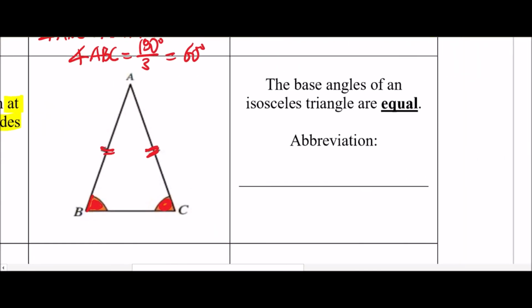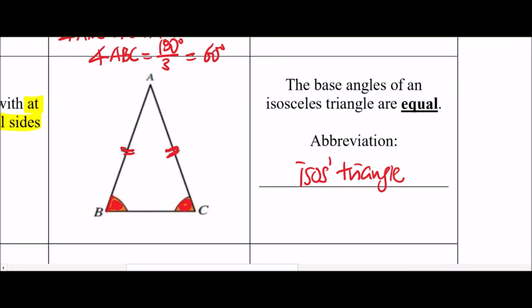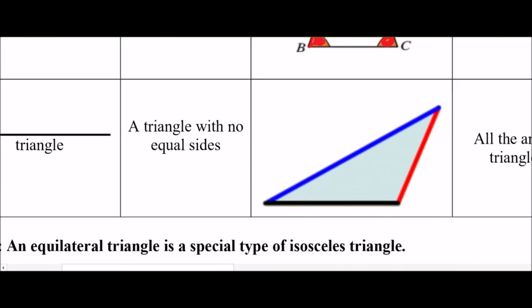The base angles of an isosceles triangle are equal, as we've highlighted just now, and the abbreviation here is ISOS for isosceles triangle. It's like a short form, but please again check with your teacher how he or she wants you to write it properly. Okay, moving on.